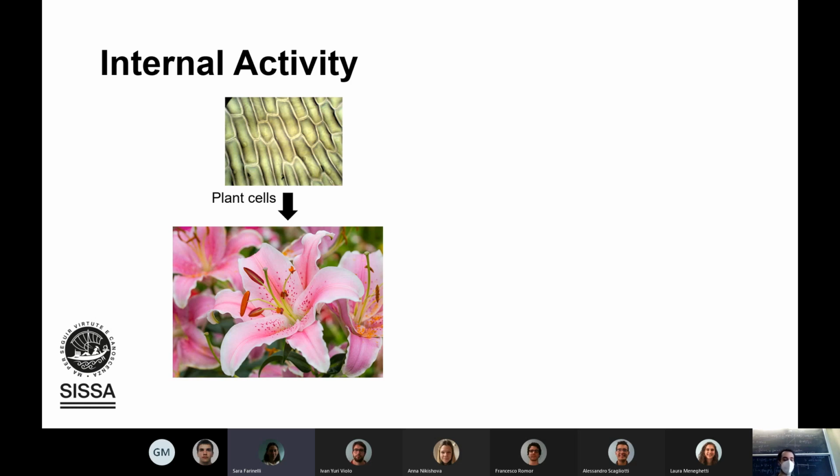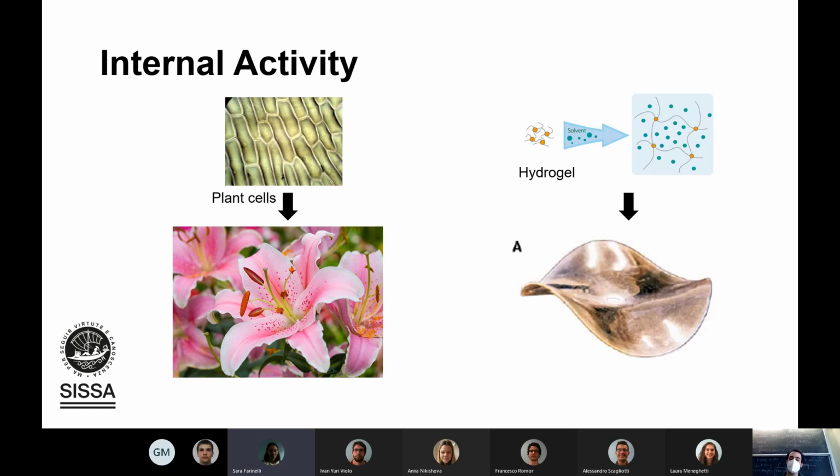On the artificial side, I've already mentioned hydrogels. Hydrogels are constituted by a polymer network cross-linked in a proper way, so they behave like sponges. So they are able to absorb fluid, solvent, and this absorption translates into an increase in size, which can be locally controlled, and if done in a proper way, can result in some shape transformation. For example, these saddle-like discs, or even more complicated shapes.